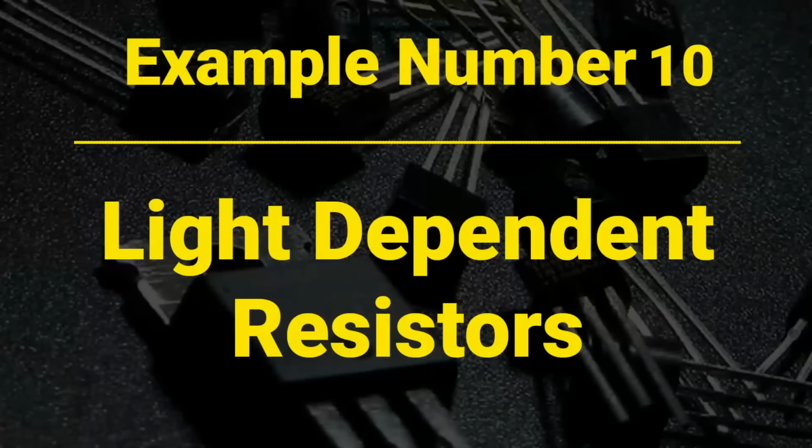Thermistors are not the only sensors that are made based on resistors. There are plenty of other resistive sensors available on the market. Example number 10, light-dependent resistors. Another resistive sensor that is widely used is the LDR, or light-dependent resistor. The principle of operation of an LDR is very similar to that of an NTC. It's a variable resistor, right? And its resistance depends on the illumination level of the environment.